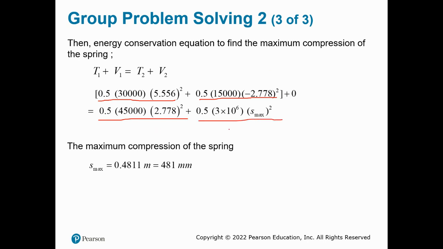the spring being compressed, right? Compression on the spring means there is some elastic potential energy in the spring. So one half times spring constant times s max squared. This will help me find the maximum compression of the spring, at the maximum spring elastic potential energy.